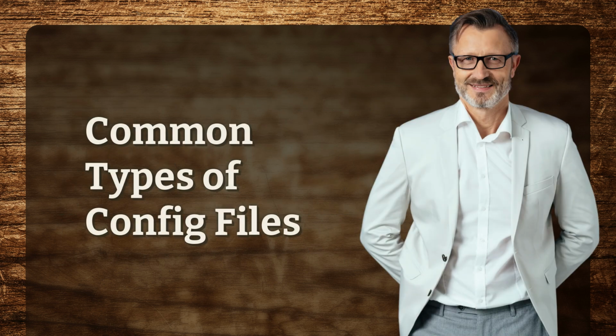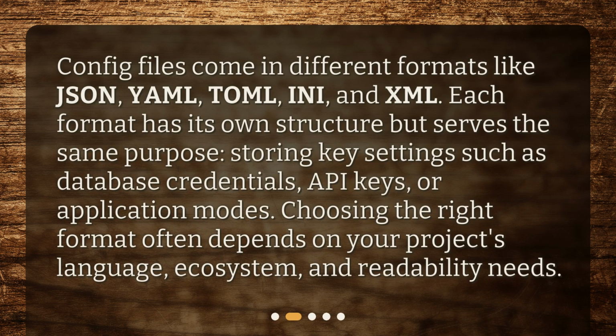Common types of config files. Config files come in different formats like JSON, YAML, TOML, INI, and XML. Each format has its own structure, but serves the same purpose: storing key settings such as database credentials, API keys, or application modes. Choosing the right format often depends on your project's language, ecosystem, and readability needs.